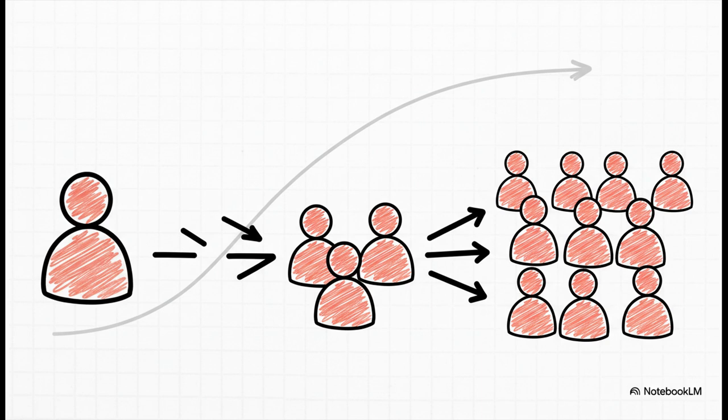If R is anything greater than 1, it means every sick person is infecting more than one new person. The outbreak isn't just growing, it's accelerating. It's growing exponentially. And that, my friends, is the birth of an epidemic.